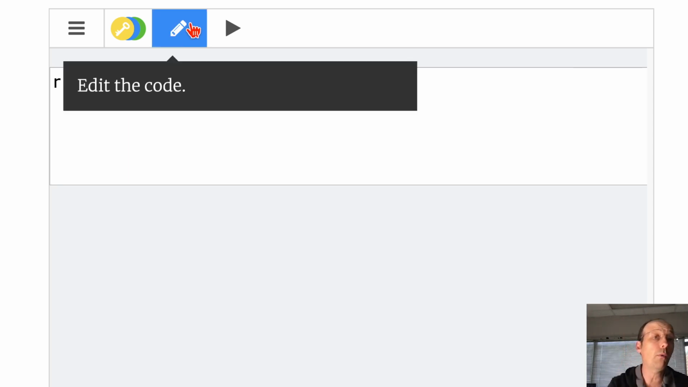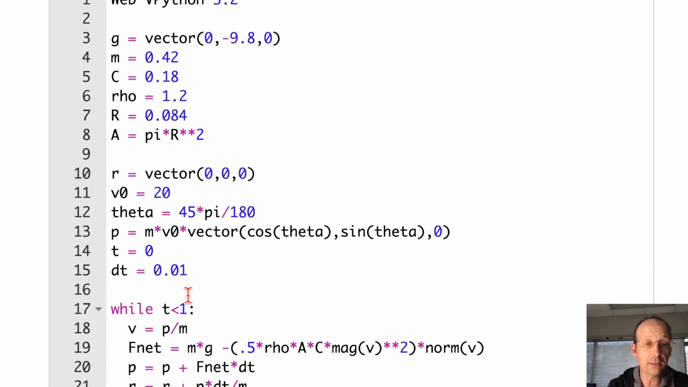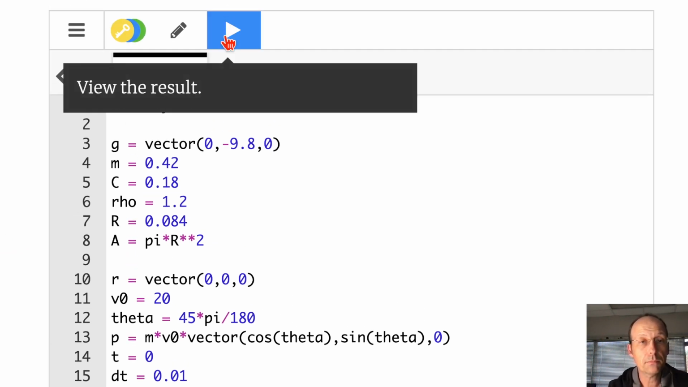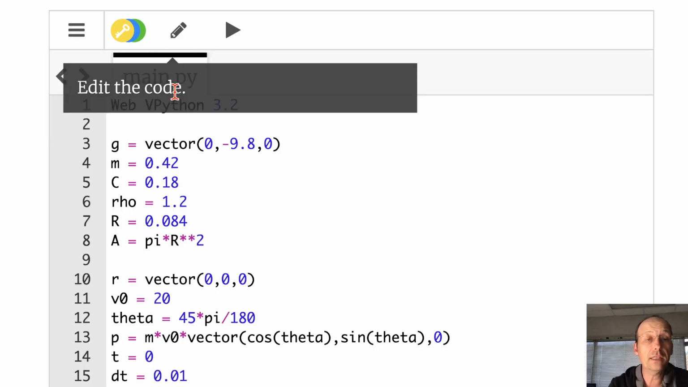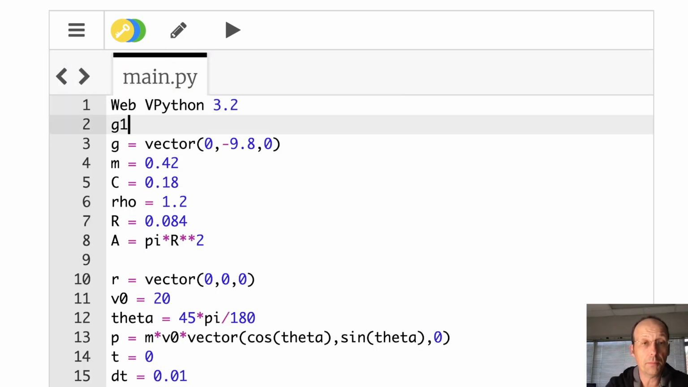So I want to know where it is when it gets back to the ground. So let's do this: while r dot y is greater than or equal to 0, it'll keep running. It starts at 0. It'll keep running until it gets back to 0 or lower. And you see here, it did go below there. That's fine. It went 34 meters, 34 yards. That's a pretty good throw. Okay. But let's make a graph, because you know I'm going to make a graph.